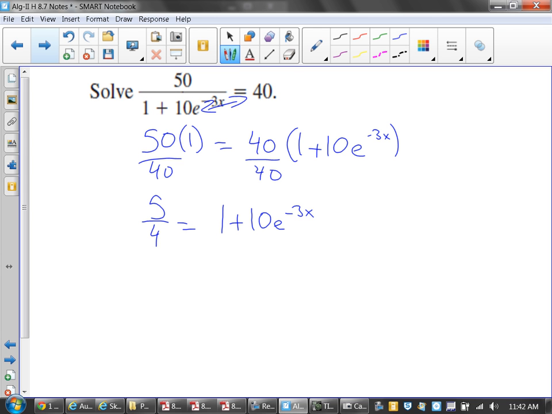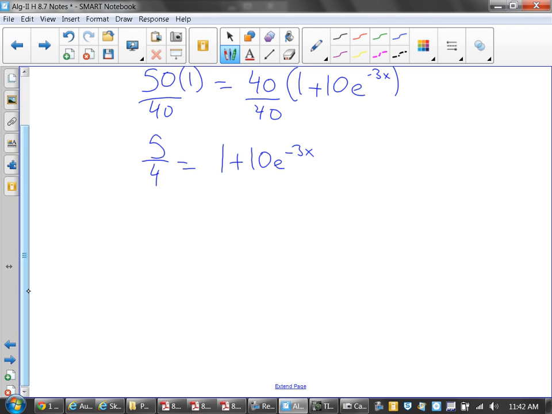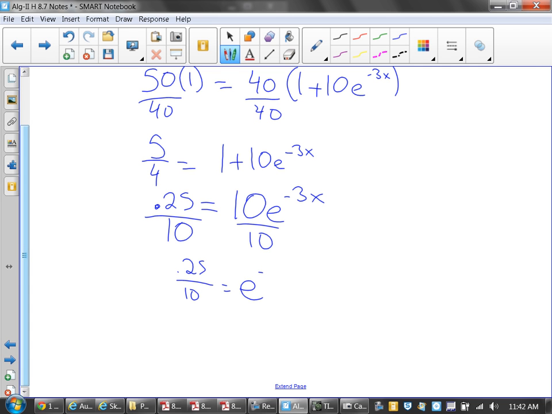What do you have to move first, guys? The 1, okay. What's 5/4 minus 1? 1/4. So can I write that as 0.25 for right now? Equals 10e to the negative 3x. Divide by 10. Very good. And now you're left with 0.25 over 10 is e to the negative 3x.